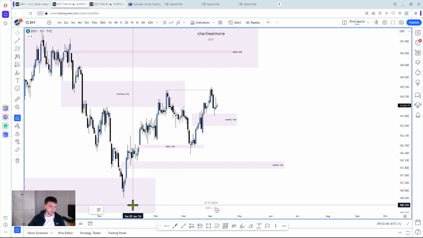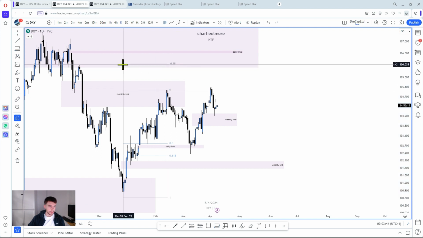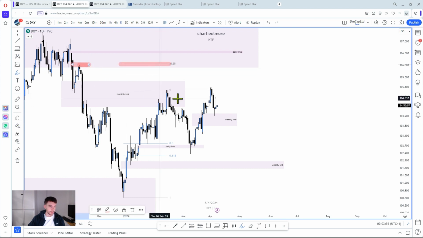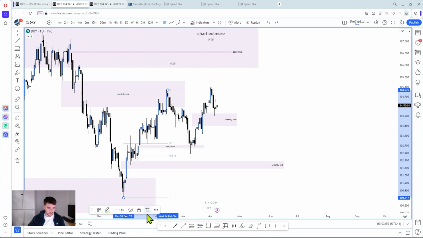Just aligning the Fibonacci once more. You can see the extension actually aligns with taking that high out, that liquidity, which is quite interesting. So we'll have to see what plays out on this one. Let me just get rid of that.